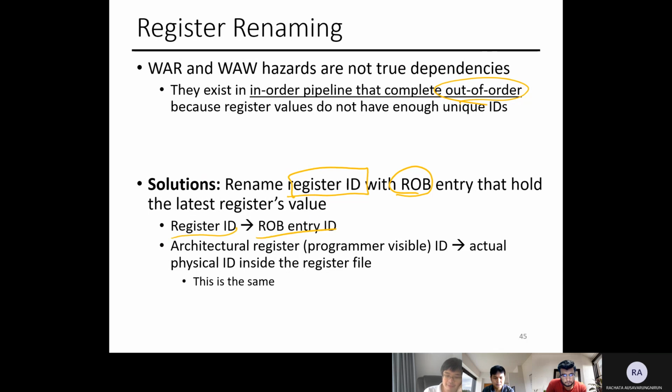So the register ID becomes the ROB entry ID. That's where the tags come in. Instead of assigning another space for the tag, saying that's the first entry, that's the second entry, why do I need extra space for that? Use the entry ID. So that hopefully answers the question about the tag. Then the register, we call this the architectural register, the one that is programmer visible. We use the actual physical ID inside the register file. So we have the architectural register and we have the register renaming.